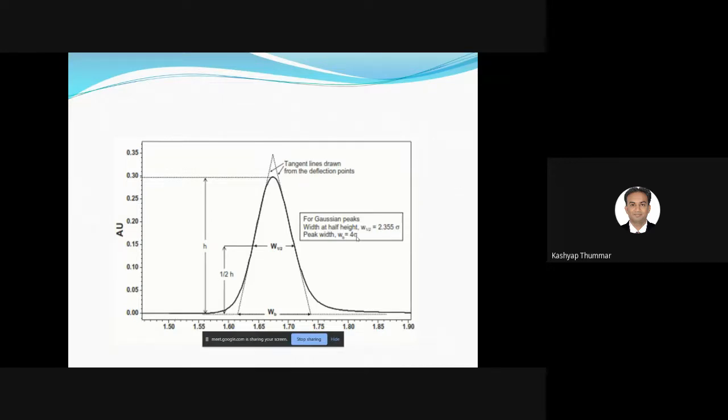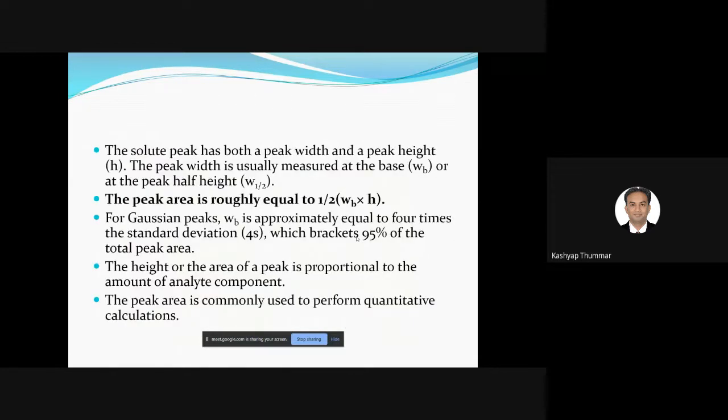Why is W1 by 2 there? Because USP is generally not measuring the peak width at base, while other pharmacopoeias and other standards are measuring the peak width at the base. USP says you have to measure the peak width at the half height, because you will get more precise information at the middle of the peak. So that's why the two concepts are there: peak width at half height, and peak width at base. The solute peak has both.